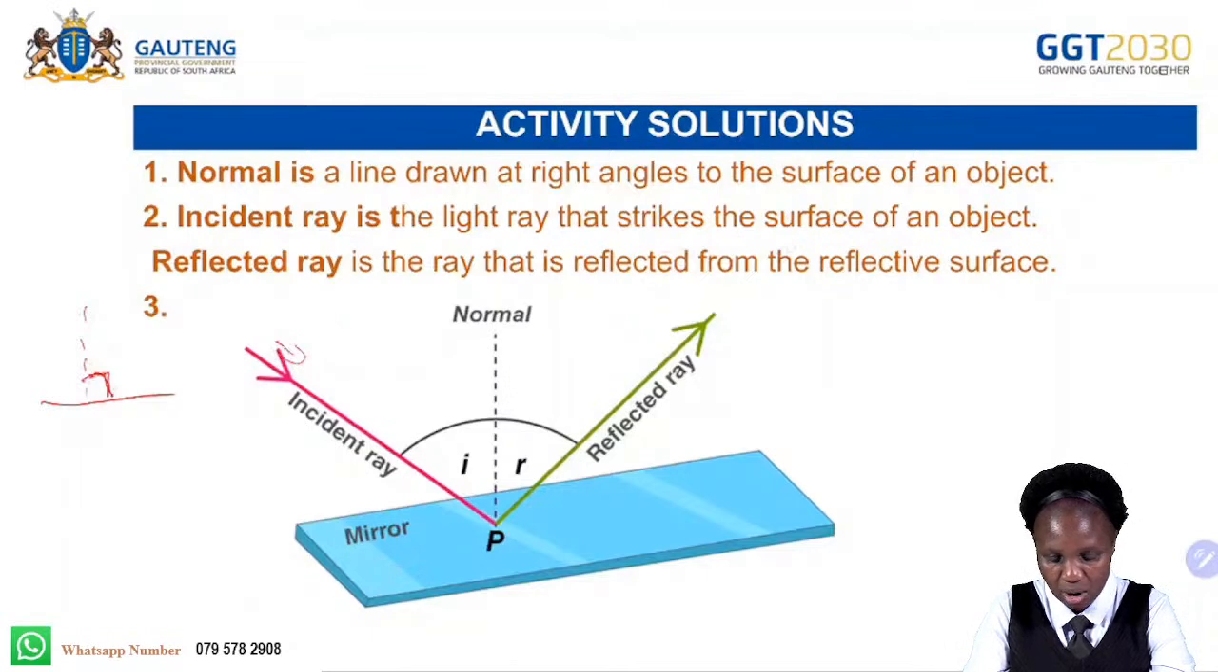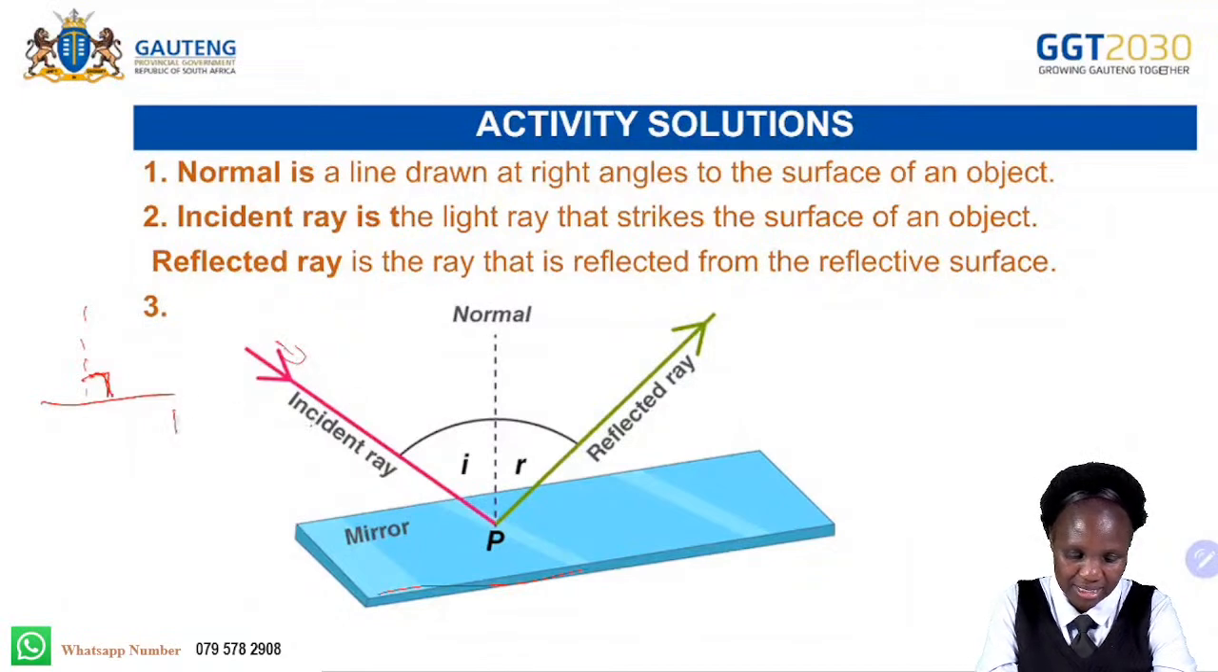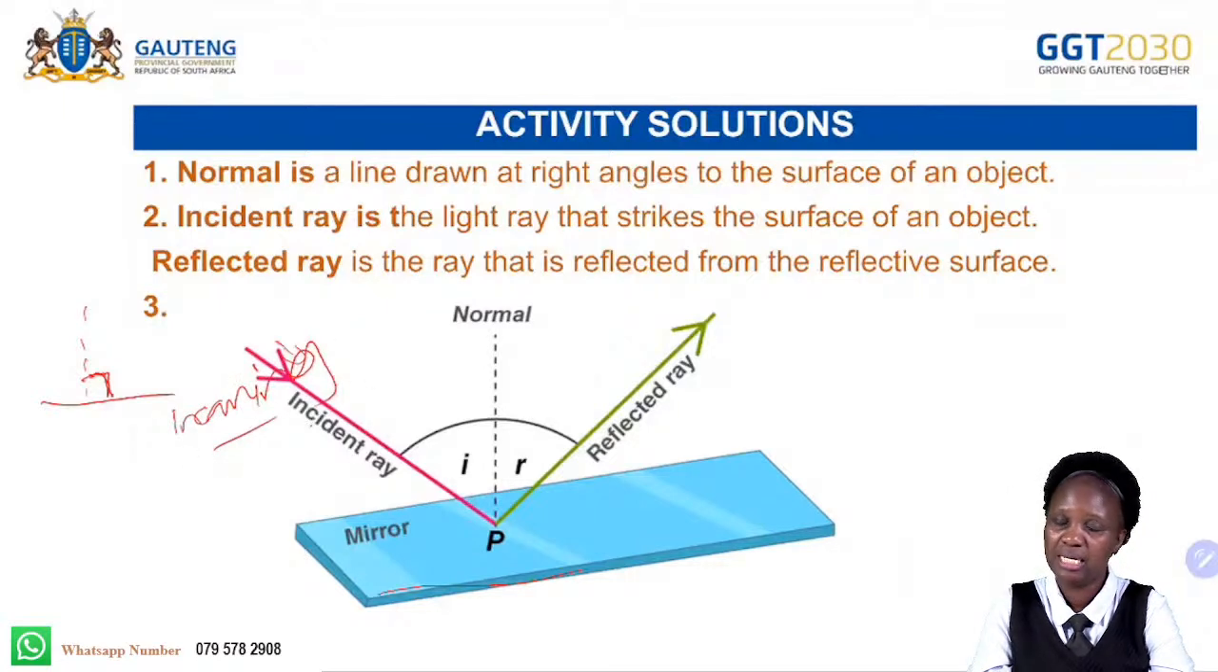Okay, this is our mirror. Our surface is the mirror. Then we've got an incident ray. This is an incoming ray. It is incoming because it is coming to the surface.